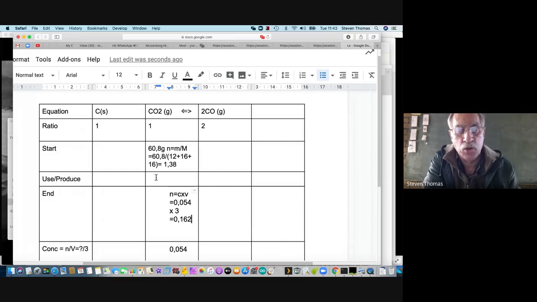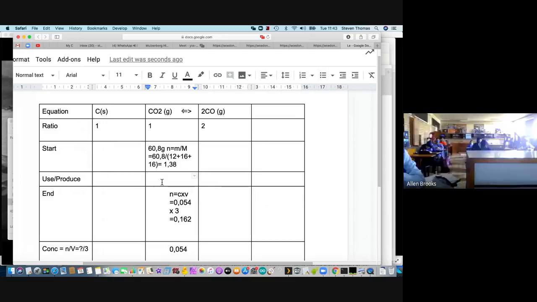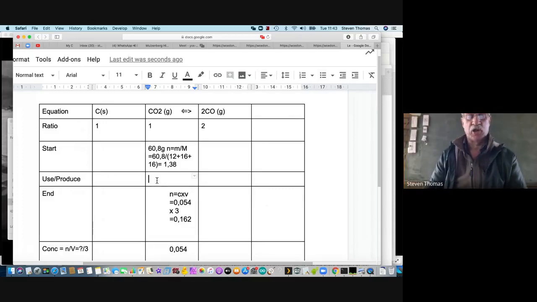Okay, so who knows how we're going to work out this column here? We start with that, we end with that. We start with that, we end with that. How do we work out what was used up? We subtract the one from the other. Exactly. Okay, so give me an answer. If we subtract the one from the other, what was used up?